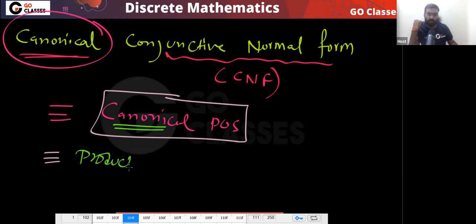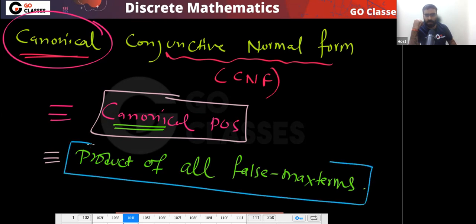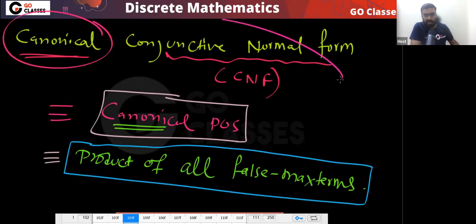product of our false max terms. This concept we have already seen in the digital logic, correct? The product of all false max terms. Is this understood? If you are not understanding this question, then don't worry about it, because in the digital logic, you will understand this.